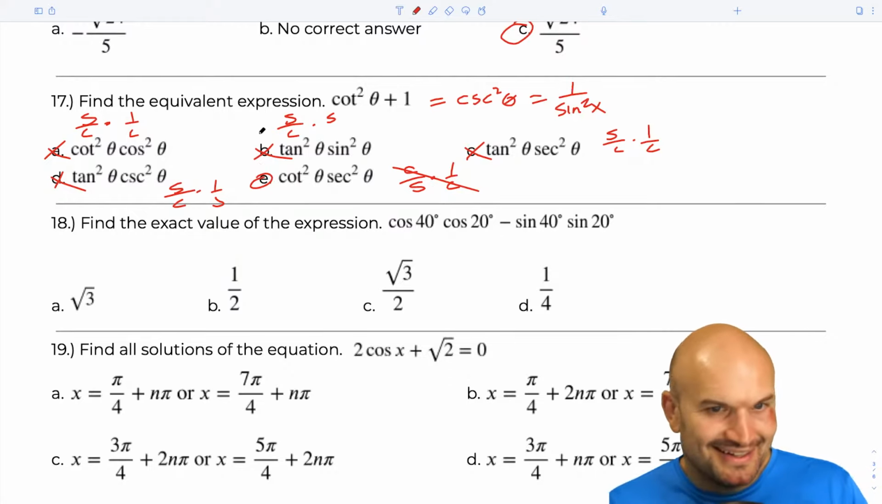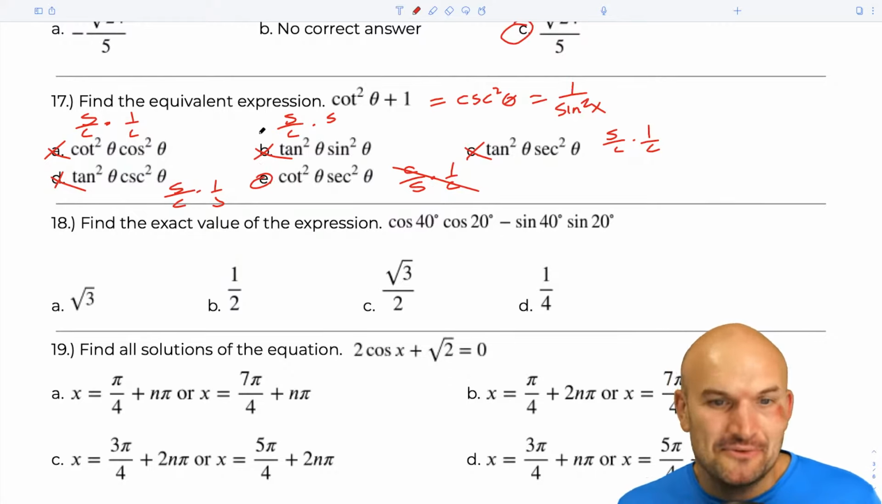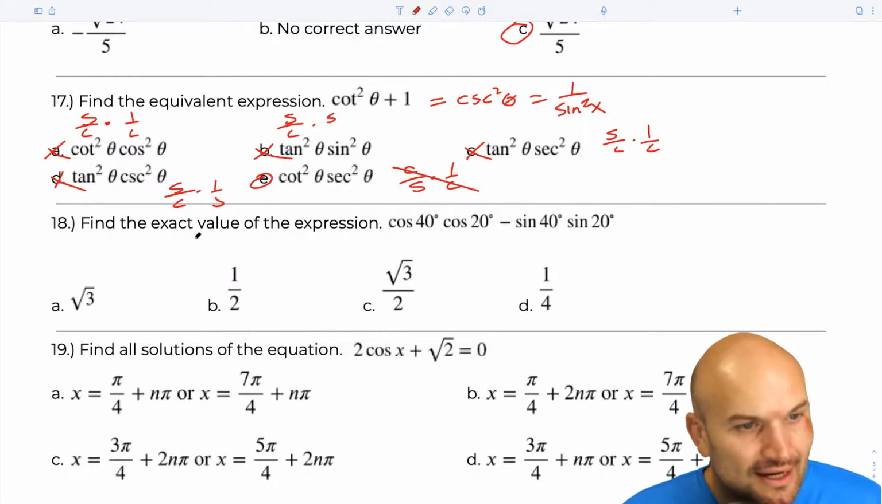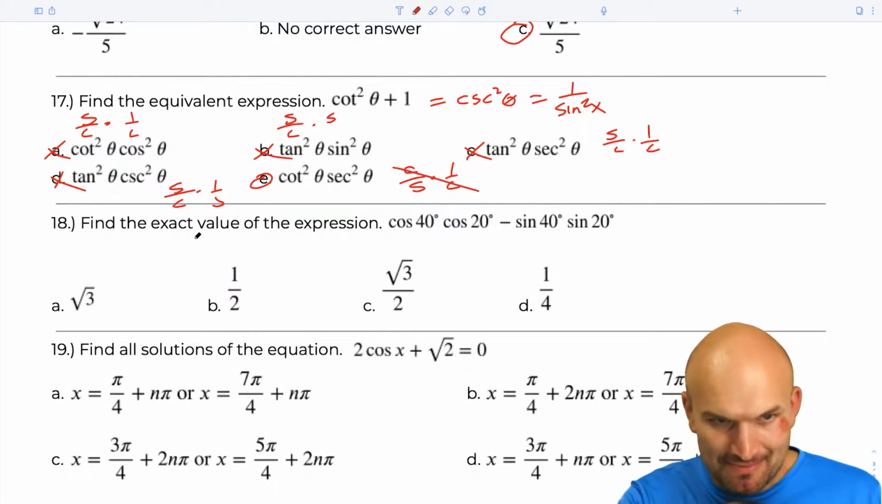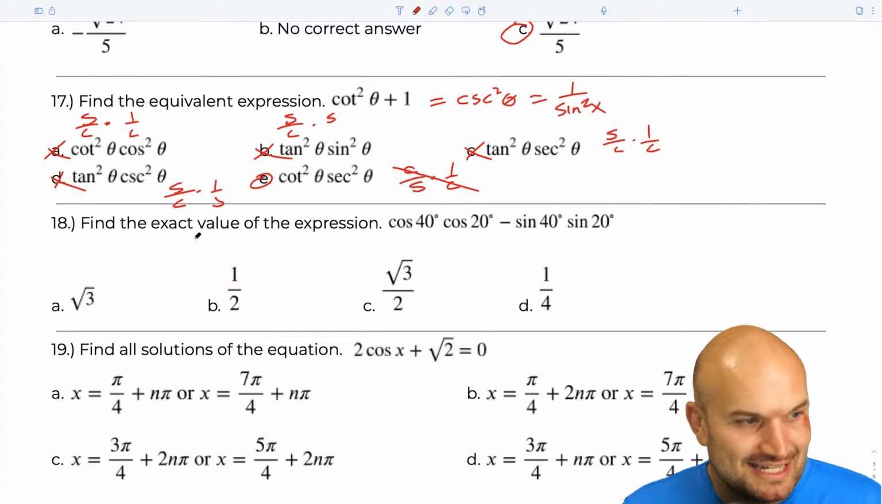So that's a very non-mathematical way to think through that problem. Well, not mathematical, but not mathematically correct. I'm just doing it for testing purposes. All right.